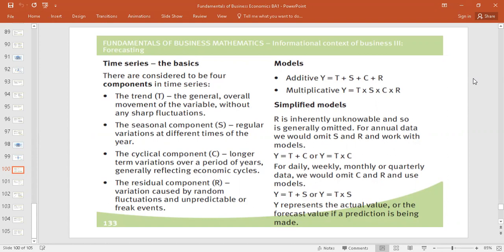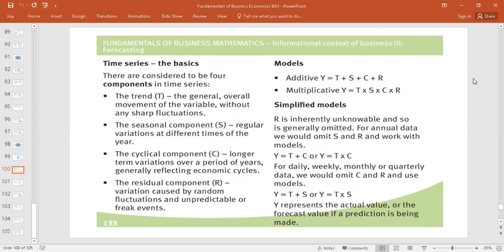Because of no reason that there is a fluctuation. So, randomly there is some change in that. So, that is R. If we are to find out the future value, the forecasted value, according to the additive model, we have Y is equal to all four components: trend plus seasonal component plus the cyclical component plus the residual component. The multiplicative model takes into consideration all the four components as a product.